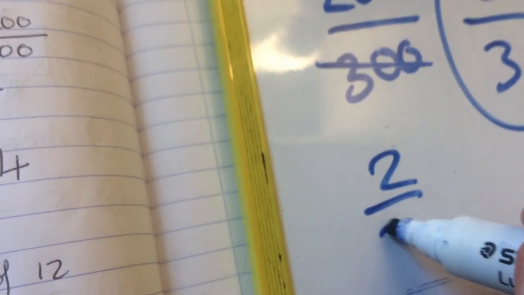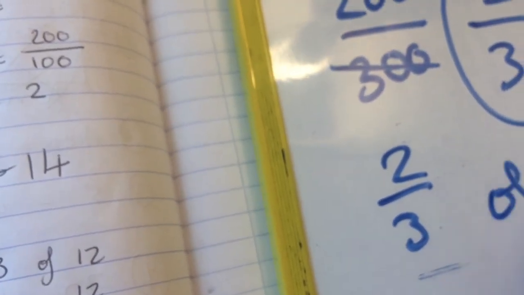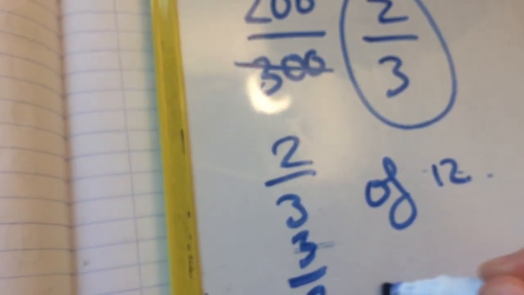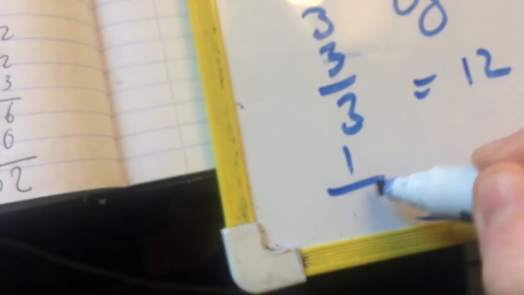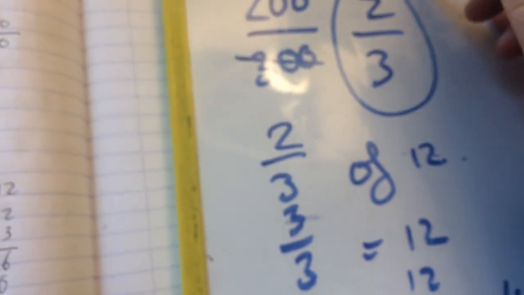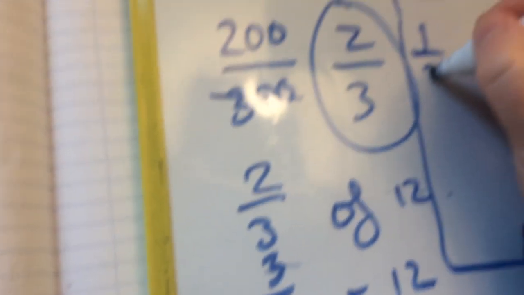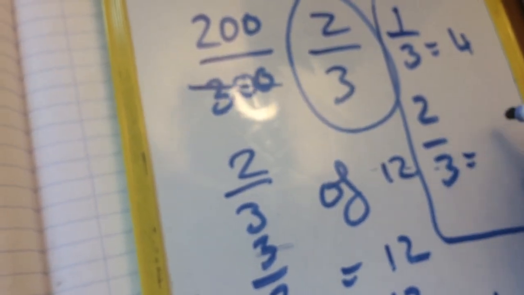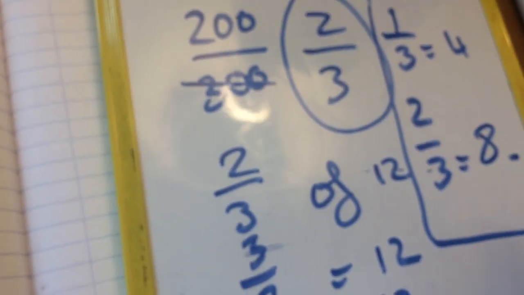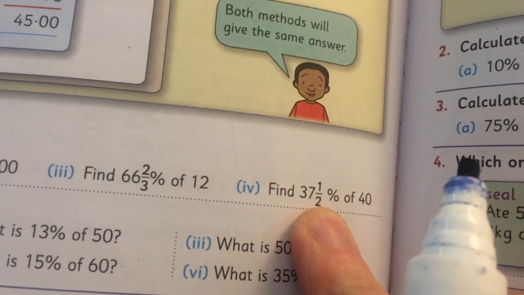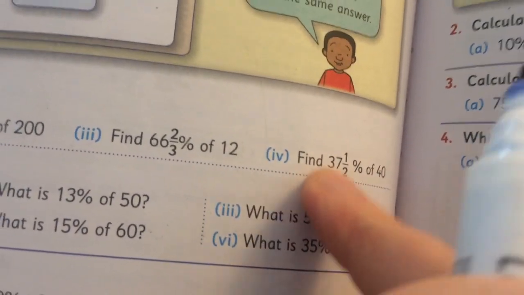2/3 of 12. Here we are after all that rigmarole. 2/3 of 12. If 3/3 equals 12, then 1/3 equals 12 divided by 3 equals 4. So here we go. We're going over to our little corner again. So 1/3 is equal to 4. 2/3 is equal to 8. All right. Now, it's a hard one because you've got your half. You're only going to have to multiply it by 2 to get rid of the half. Okay. So work that one out as well.